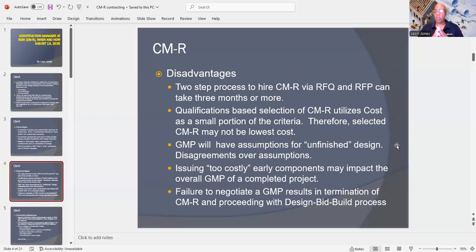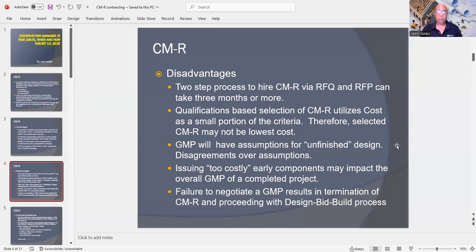When you are looking to hire a CMR, the process could take 3 months or more. And you also have to understand that the qualifications-based selection of a CMR utilizes cost as a small portion of the criteria. Therefore, the selected CMR may not be the lowest cost.